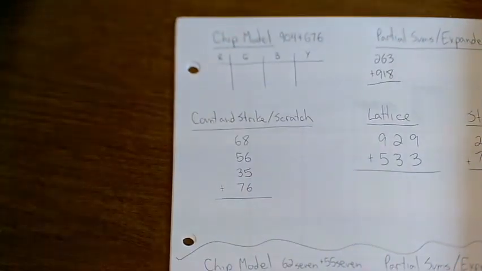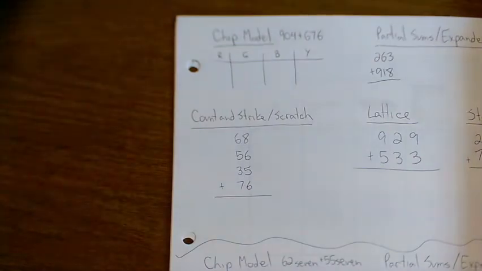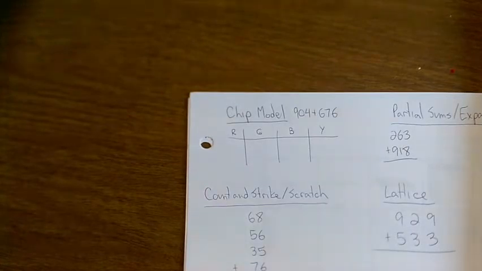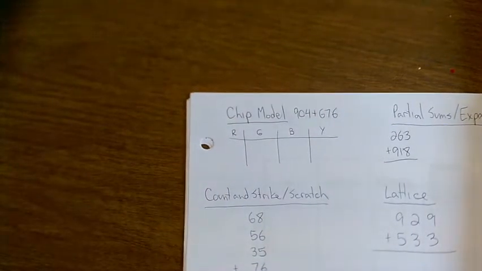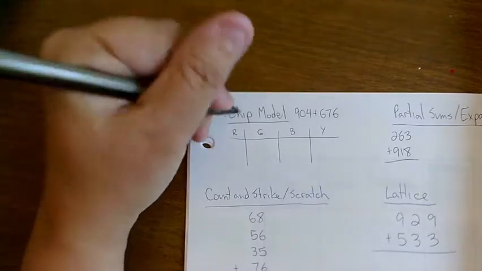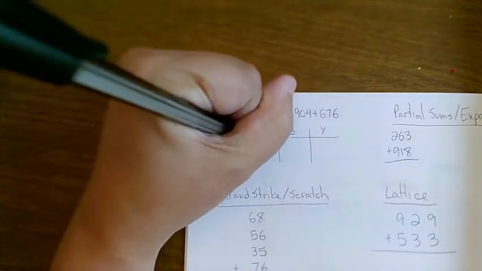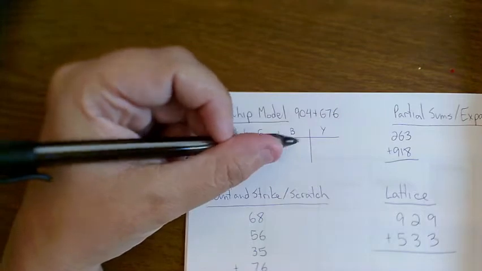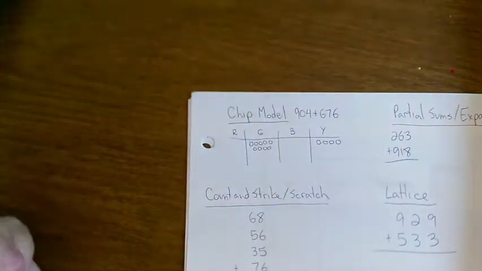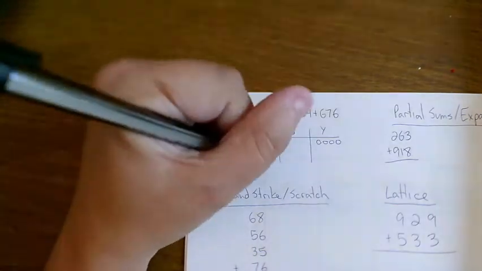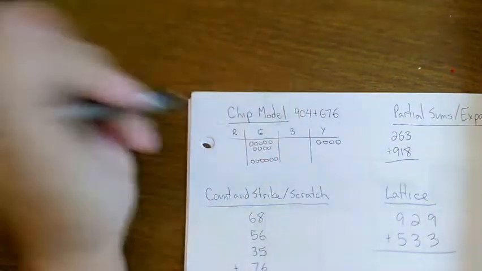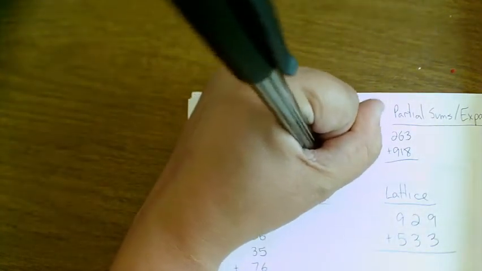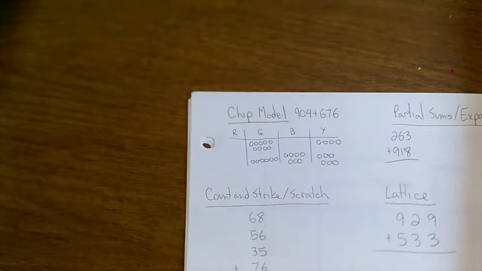Another physical model that we talked about with addition would be modeling with chips, our colored chips that we played games with. If I wanted to model 904 plus 676, 904 would be 9 green, no blue, and 4 yellow. And then I would model my second number, 676, which would be 6 green, 7 blue, and 6 yellow. All right, and then I would want to make trades.